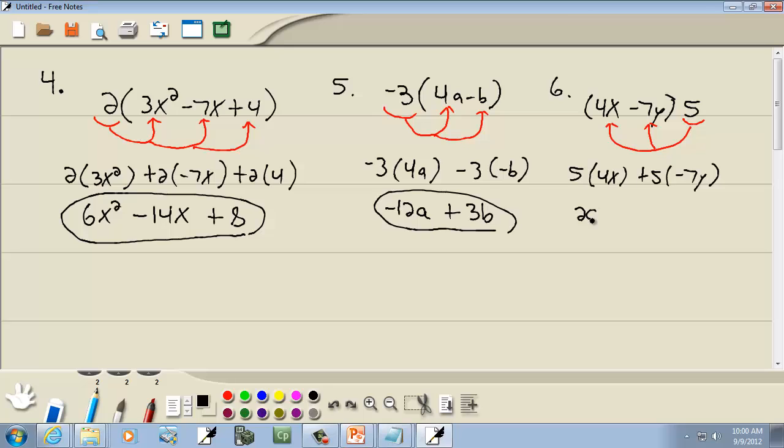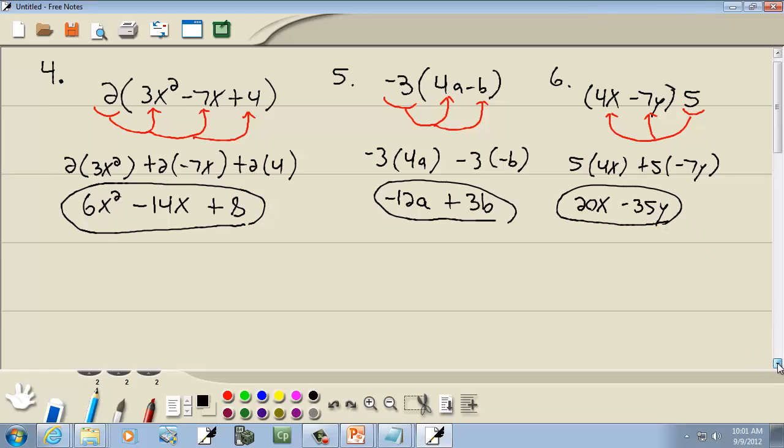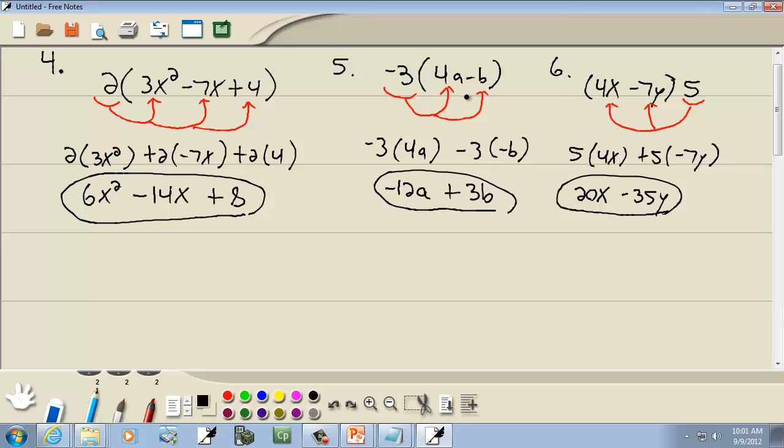Well, 5 times 4 is 20, so we've got 20x. 5 times negative 7 is negative 35y. Okay, so keep that in mind. That's a distributive property. We're going to be talking about terms here next, and variables and what all that means, but do not think it has anything to do with that. Distributive property can be anything, just as long as you got something out in front.